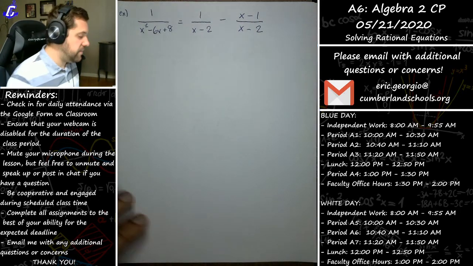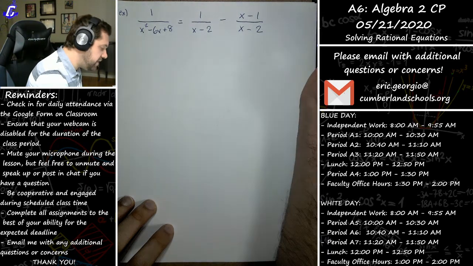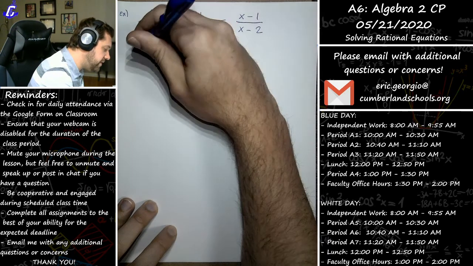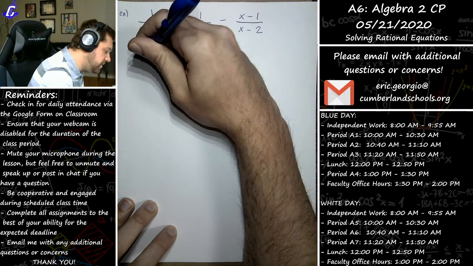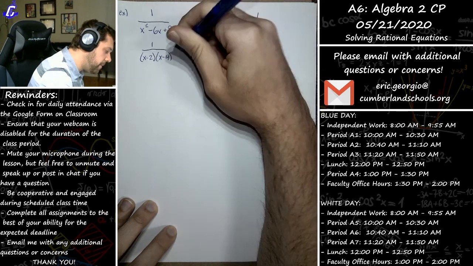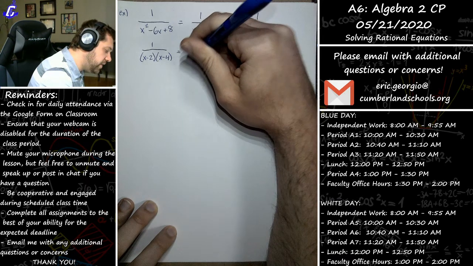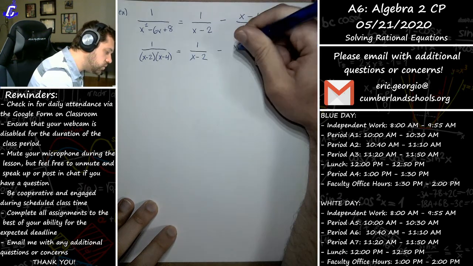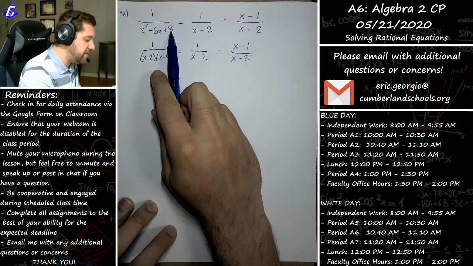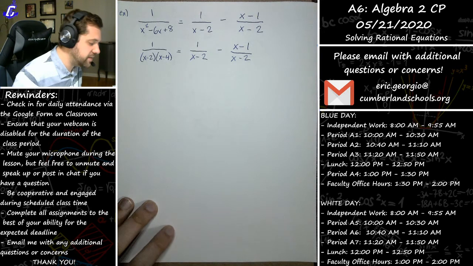Hopefully you're looking at this problem and again recognizing the factoring that needs to occur. Absolutely, we have a lot of factoring to do right here. This is going to break down to be 1 over, let's see, x minus 2 times x minus 4, I believe. Right? That's how we can multiply to positive 8 at the end and add to the negative 6 in the middle.